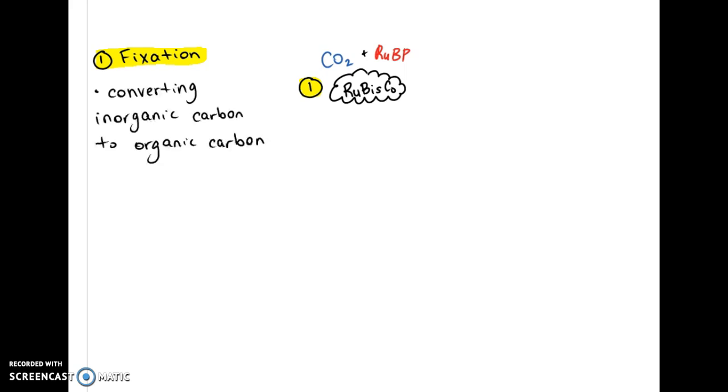Carbon fixation involves converting inorganic carbon, something like carbon dioxide, to organic carbon. Now, organic carbon has carbon bonded to hydrogens. Organic carbon compounds are things like glucose, which has carbon bonded to hydrogen. So the enzyme Rubisco is used to convert inorganic carbon dioxide into an organic carbon using RuBP.